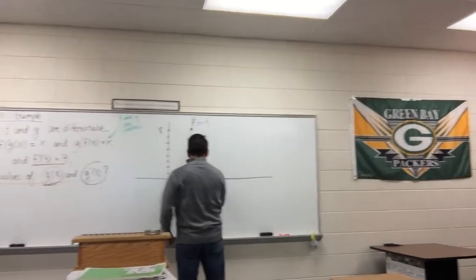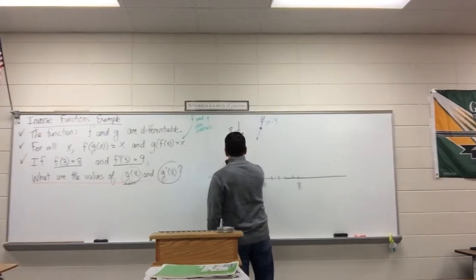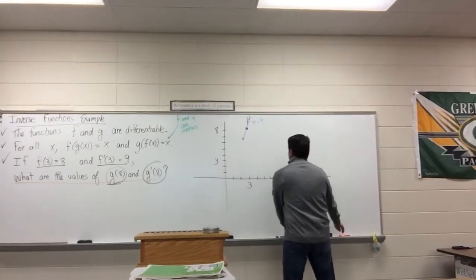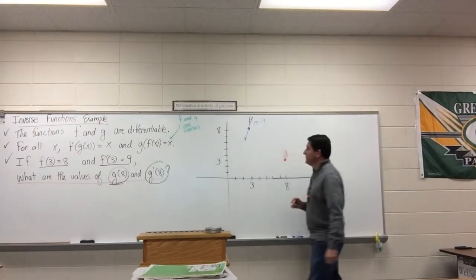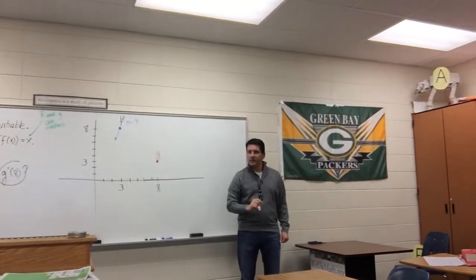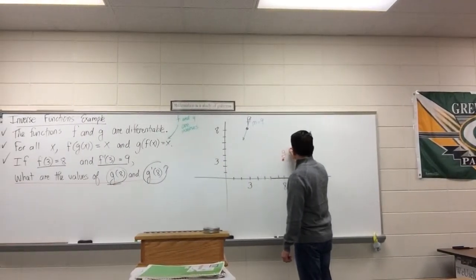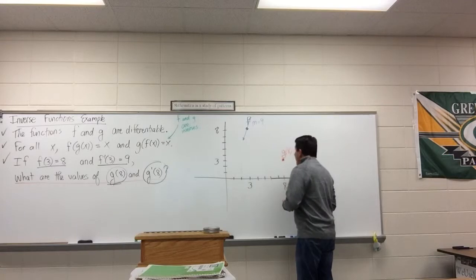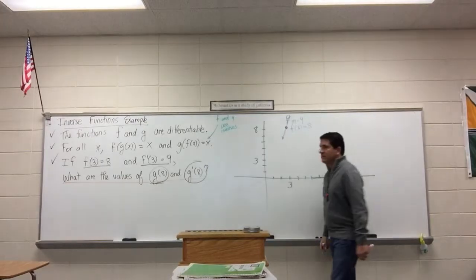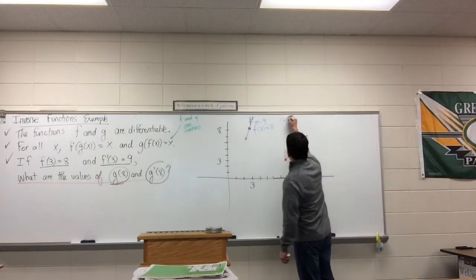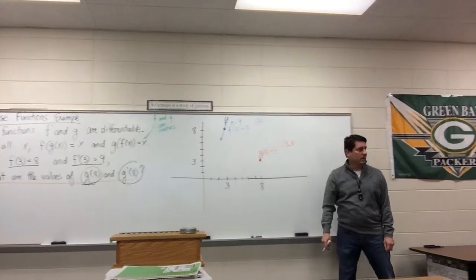So 1, 2, 3, 4, 5, 6, 7, 8. And here's a 3. This one is where g exists. Do you understand what I'm saying? This point is g of 8 equals 3, and this one says f of 3 equals 8. In other words, this one's 3 comma 8, this one's 8 comma 3. That's what all that notation means.